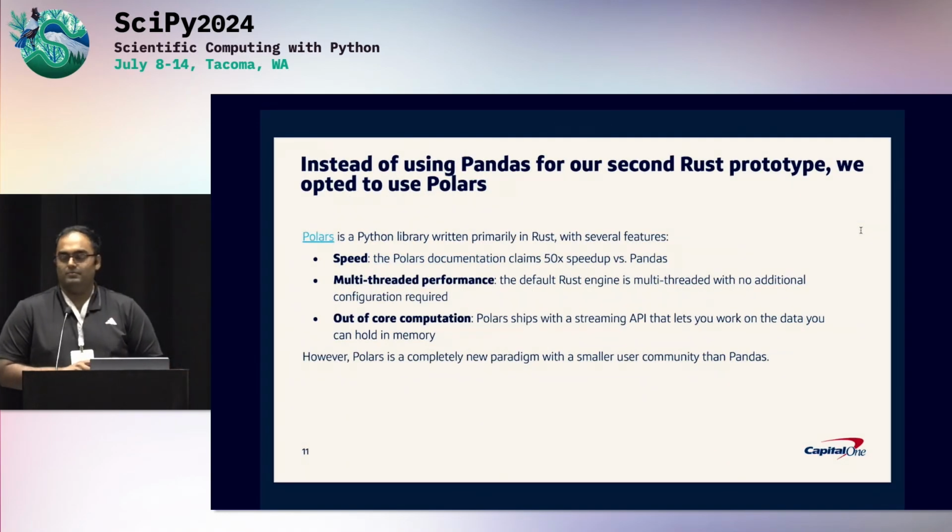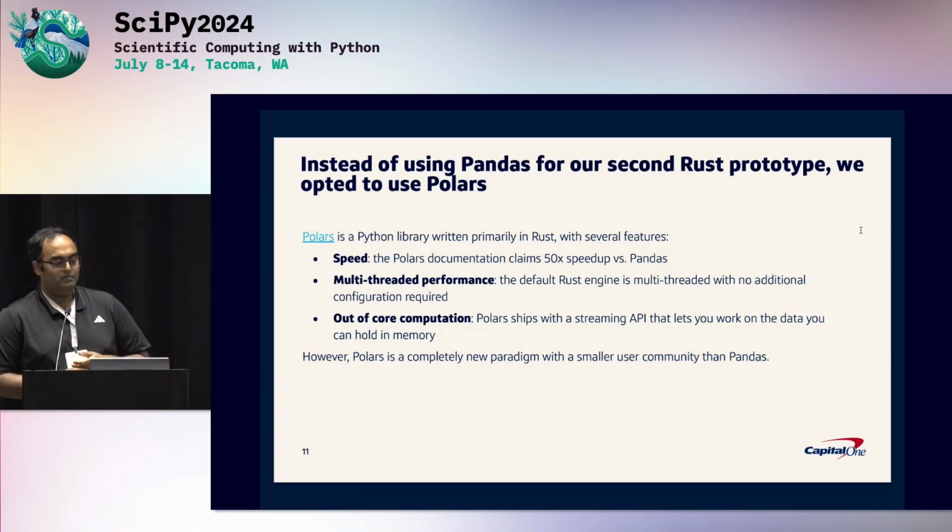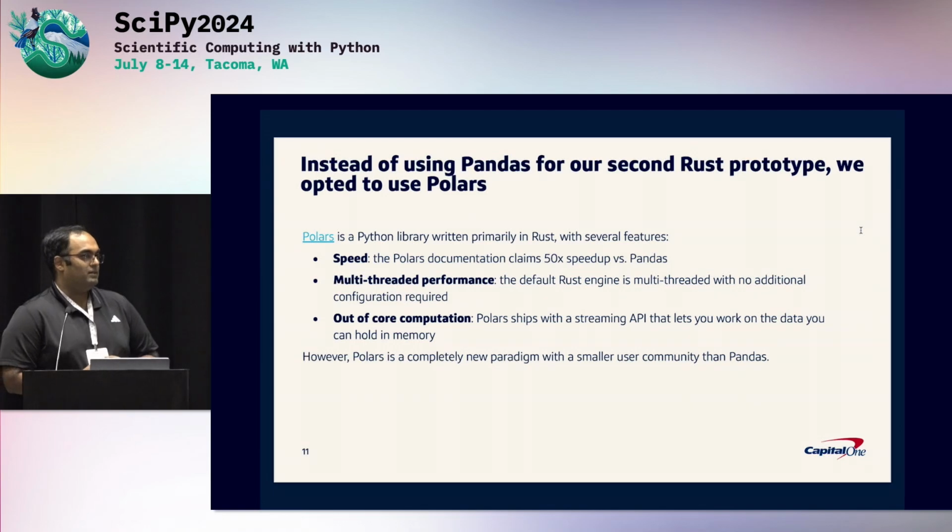Unfortunately, I didn't see any pandas equivalent to the NumPy crate in Rust. So I decided to do something that I wanted to explore, which is polars. For those of you who don't know, polars is a Python library written primarily in Rust. It's a data frame library that promises some pretty weighty improvements: 50x speed up versus pandas, multi-threaded performance, a streaming engine so you can do out-of-core computation.